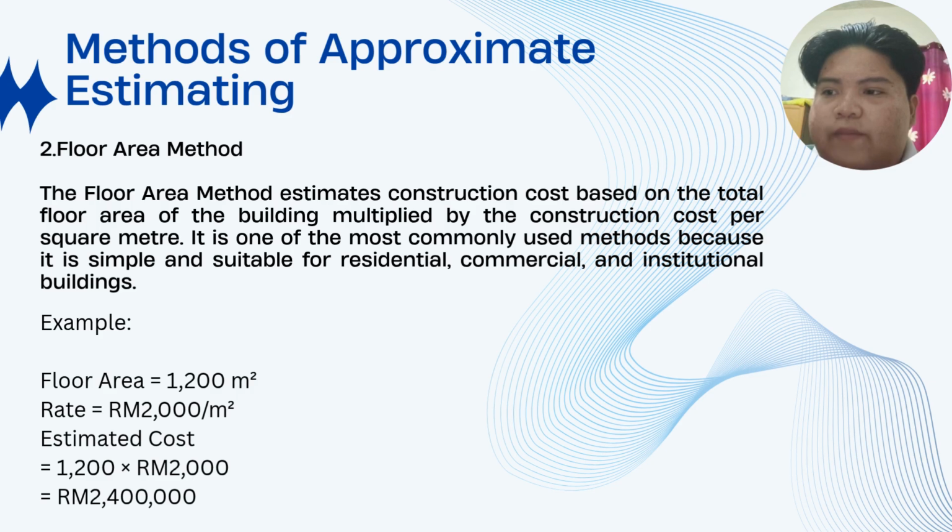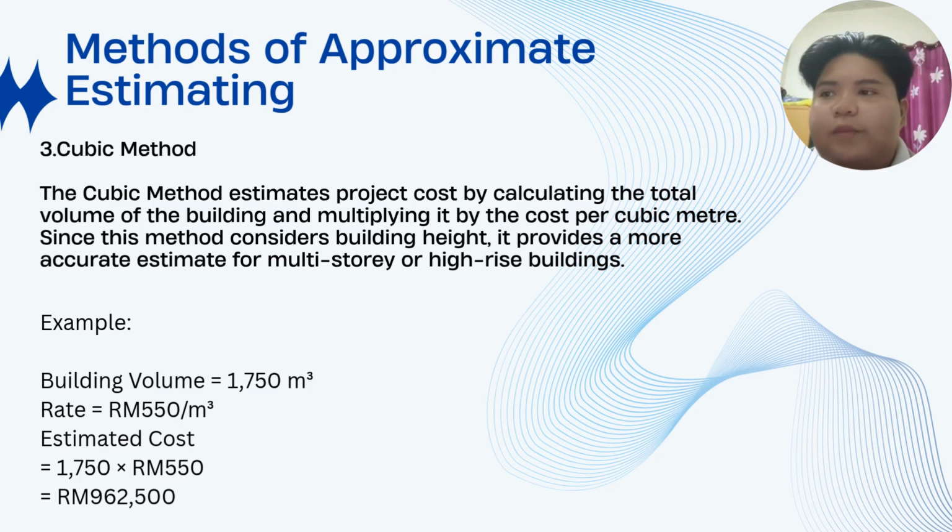For example, floor area 1,200 meter square, rate 2,000 ringgit per meter square, estimate cost: 1,200 multiply 2,000 ringgit equals 2,400,000 ringgit Malaysia.